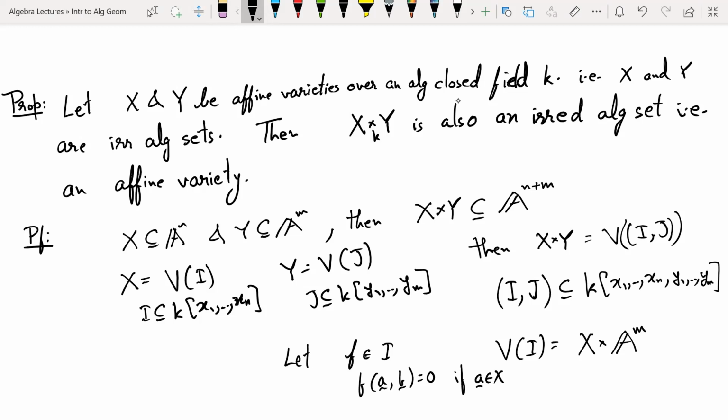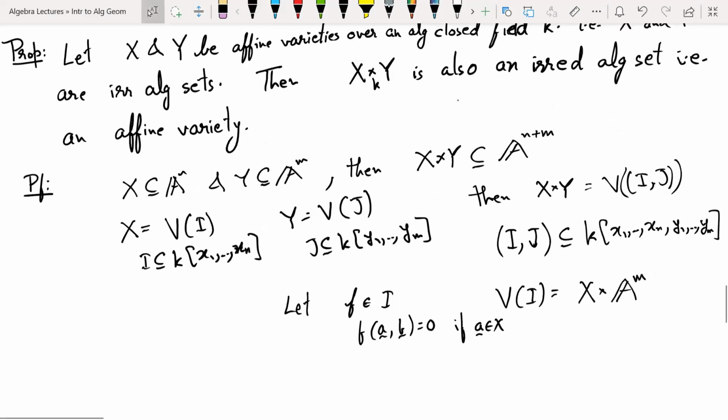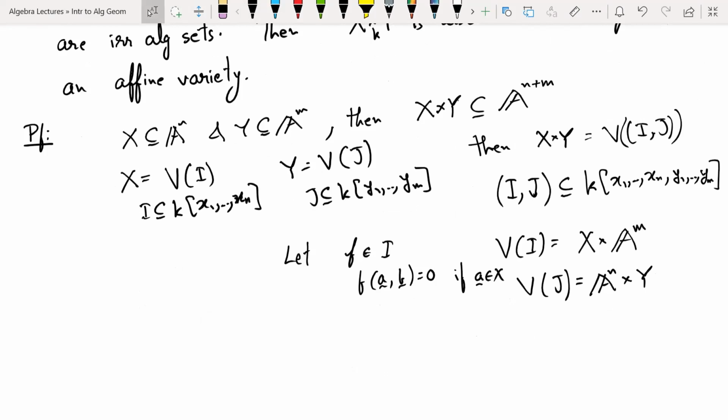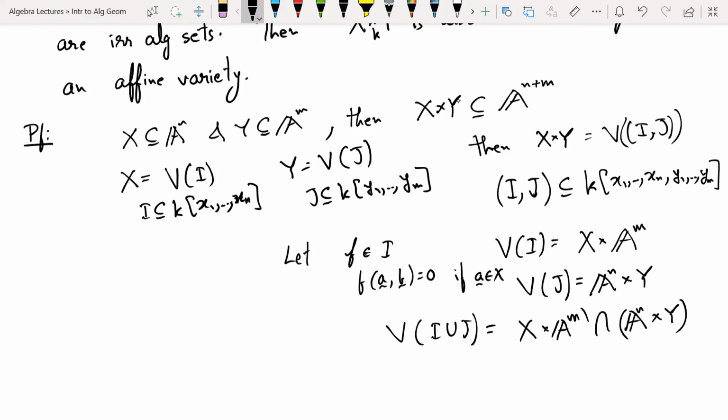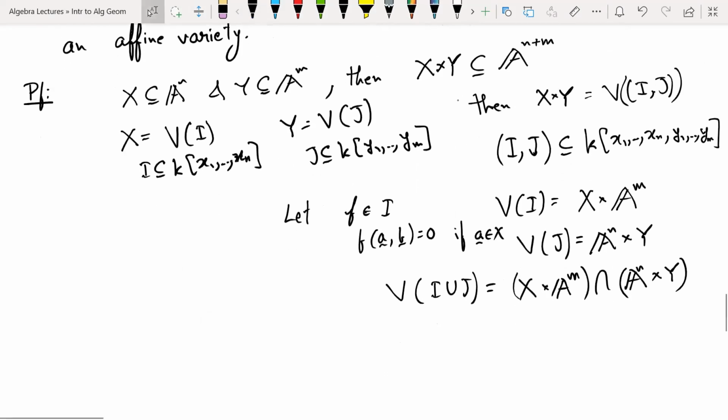So that tells you that V of I is X cross A^m, and similarly V of J is going to be A^n cross Y. So V of I comma J, or V of I union J, is the intersection of these two, X cross A^m intersection A^n cross Y. So something which belongs to both of them, and that's precisely X cross Y.